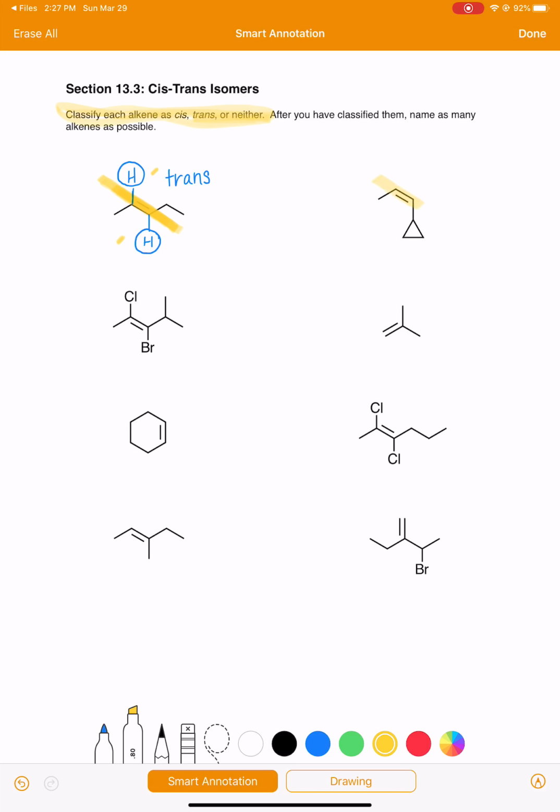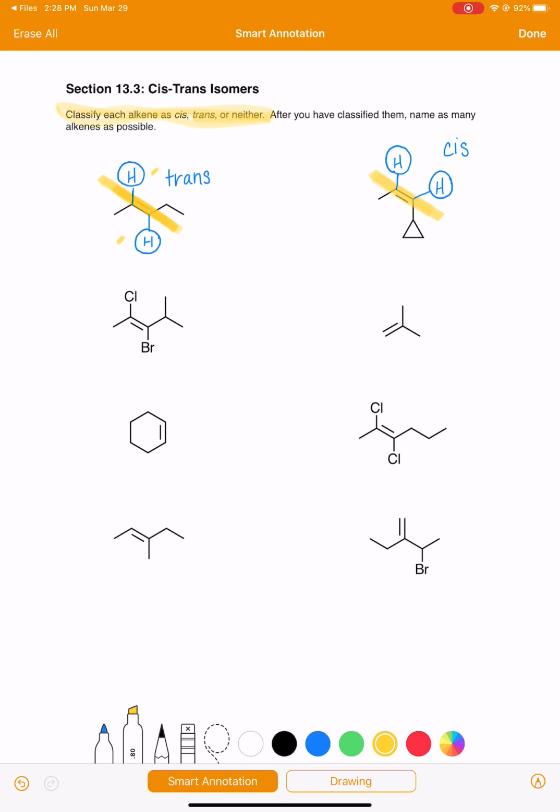First, we want to draw a nice line through our double bond so that we can identify the two sides. And then next, I like to draw in any hydrogens that might be on that double bond, because the hydrogens are easy to look at, easy to find and compare. I have two hydrogens, and those two hydrogens are on the same side of the yellow line, which makes this a cis isomer.